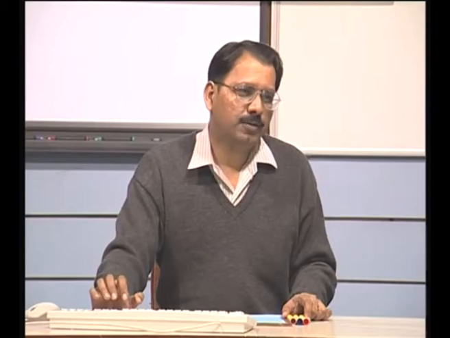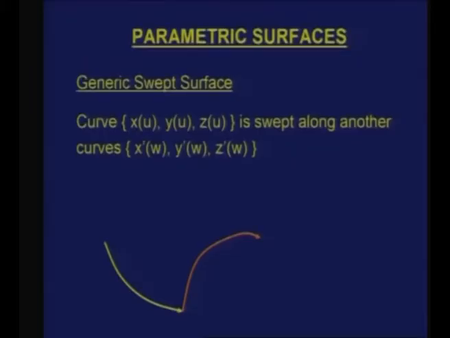Now, coming back to a generic swept surface, the input here is two curves. What are those curves? One is x(u), y(u), z(u), which is one of the curves which is given. Then you have another curve which has x prime, y prime, z prime, which is a function of w. So, this is one curve, let us say I call this a generatrix curve, and here is a directrix curve which is given.